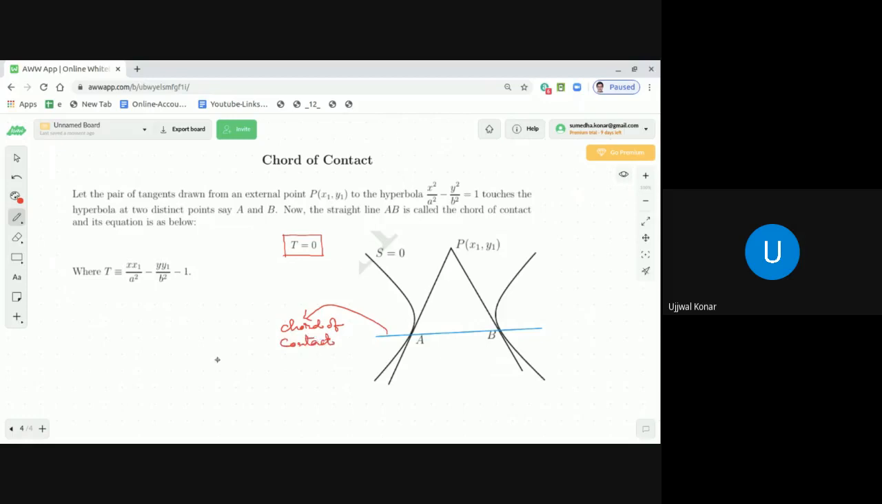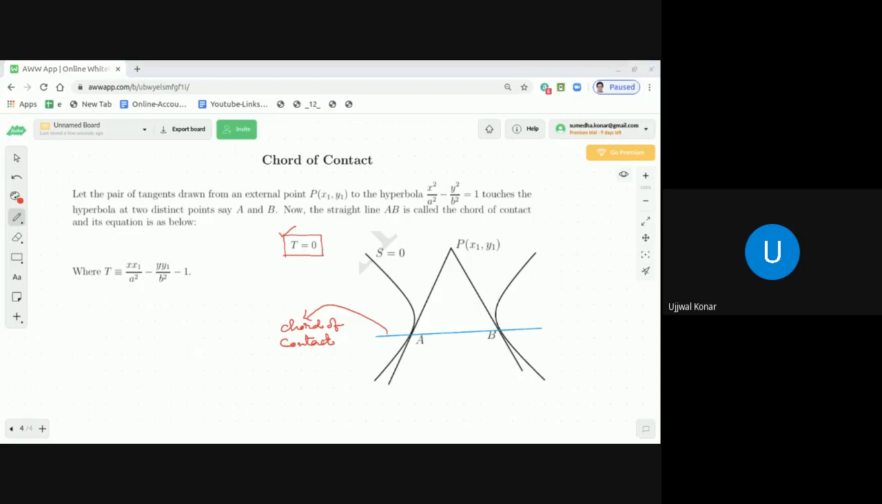Now, what is the equation of that straight line AB? The equation of the straight line AB is T equal to 0, where T is the value of the expression x x1 by a square minus y y1 by b square minus 1. Here T is also a symbolic representation. It is not the equation of the tangent, it is the equation of the chord of contact, but to remember it, we use the symbol T equal to 0, because T stands for tangent.